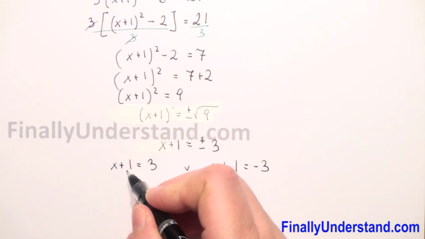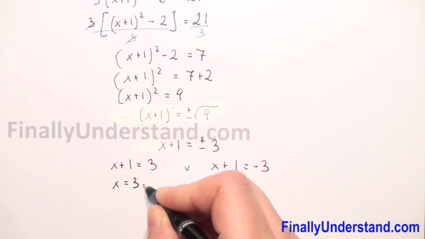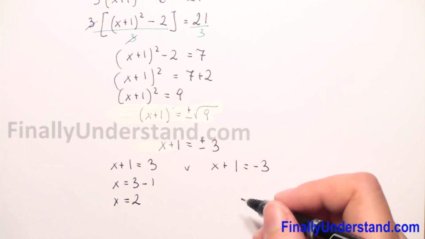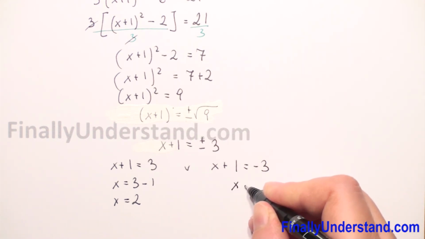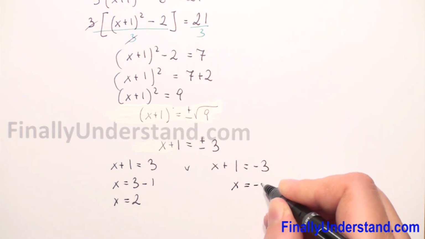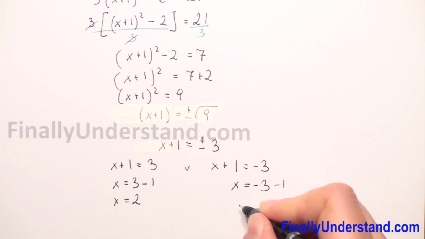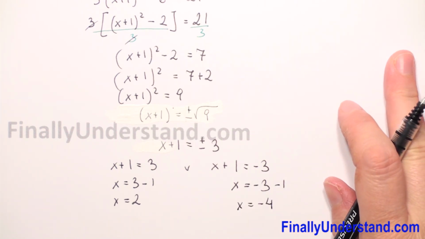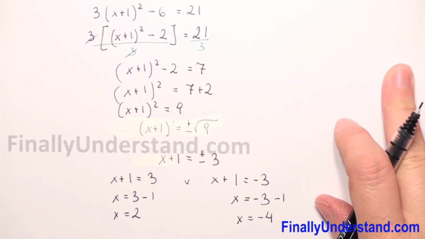So I will move positive 1 to the right side again. So it will be x is equal to 3 minus 1. So x is equal to 2. And here what will be? x is equal to negative 3, positive 1 to the right side, so it will be negative 1. So x is equal to negative 4. So we got two solutions of our quadratic equation, 2 and negative 4.